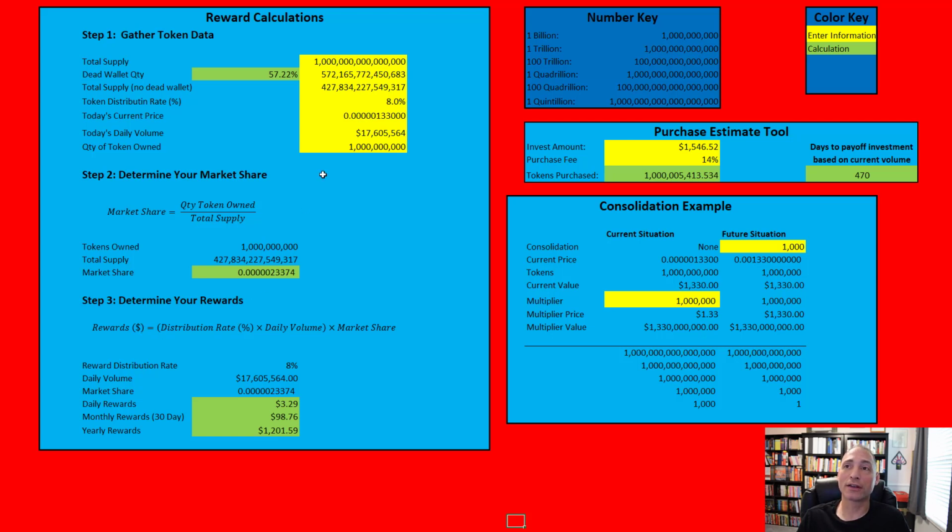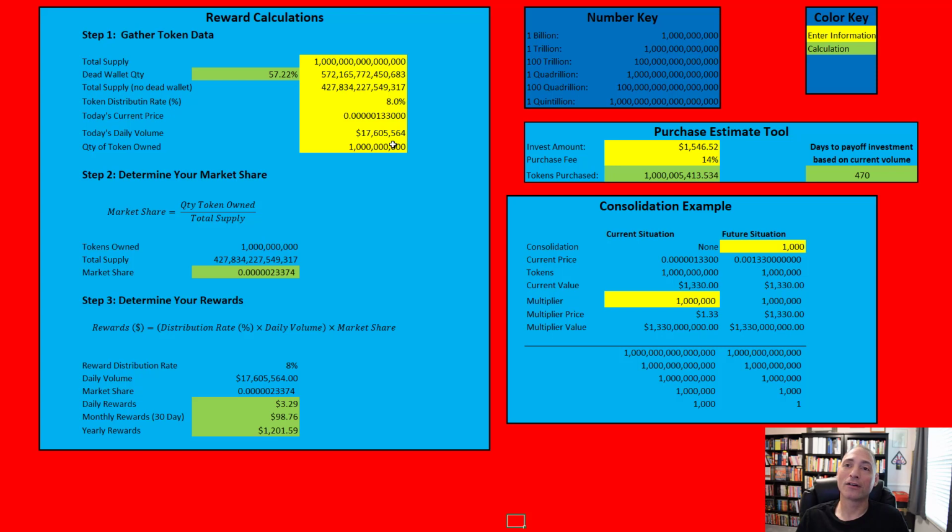And that's your distribution rate, so that 8%, times the daily volume, 17 million, times your market share, which is right here. And that starts to push out some numbers. And here's what you're going to get daily, monthly, and yearly based off of this volume.